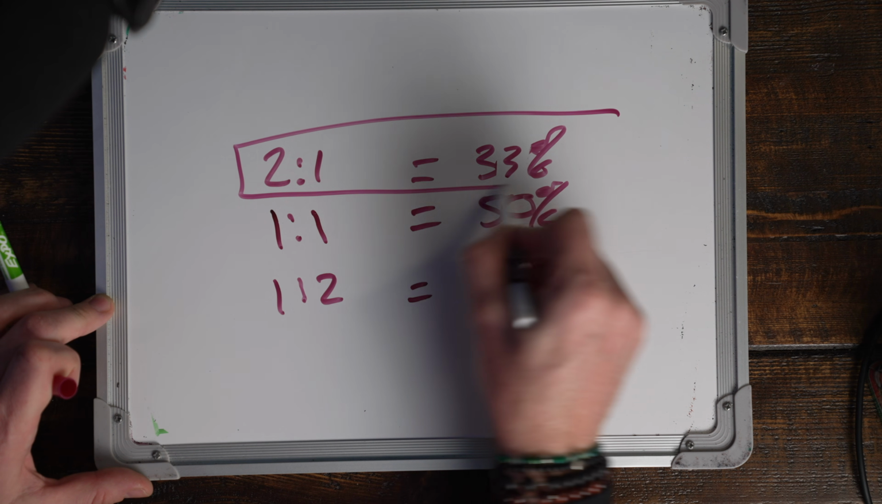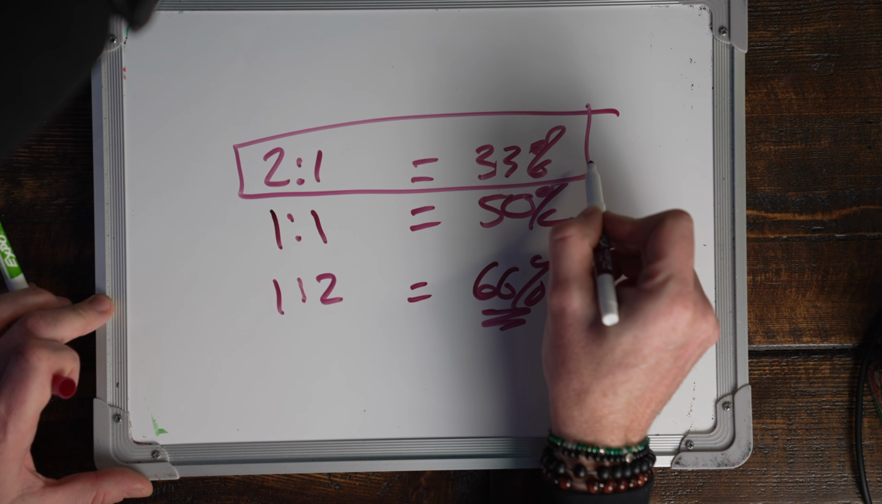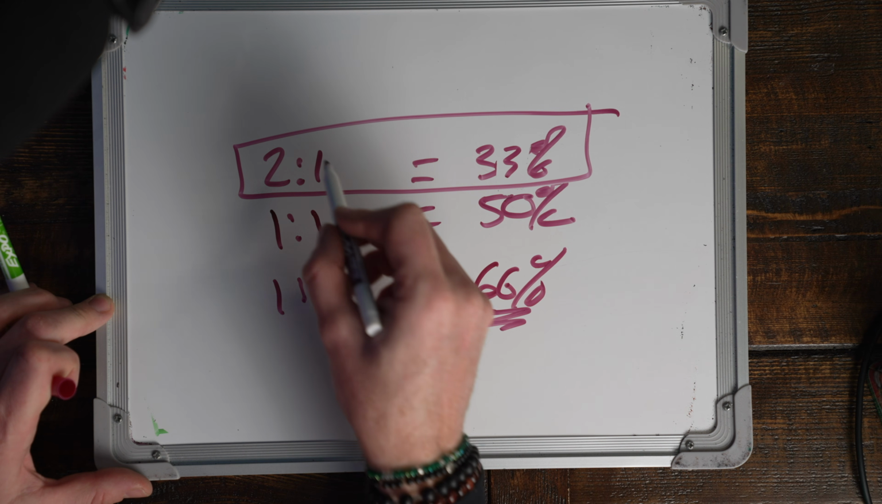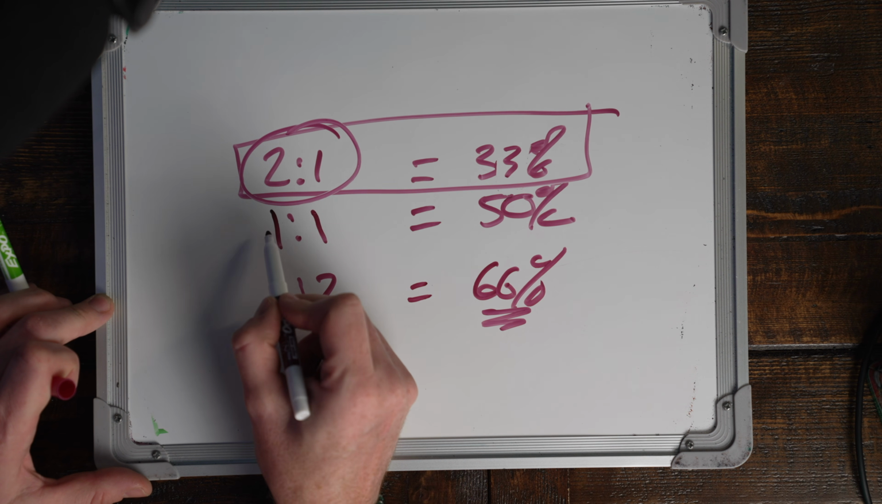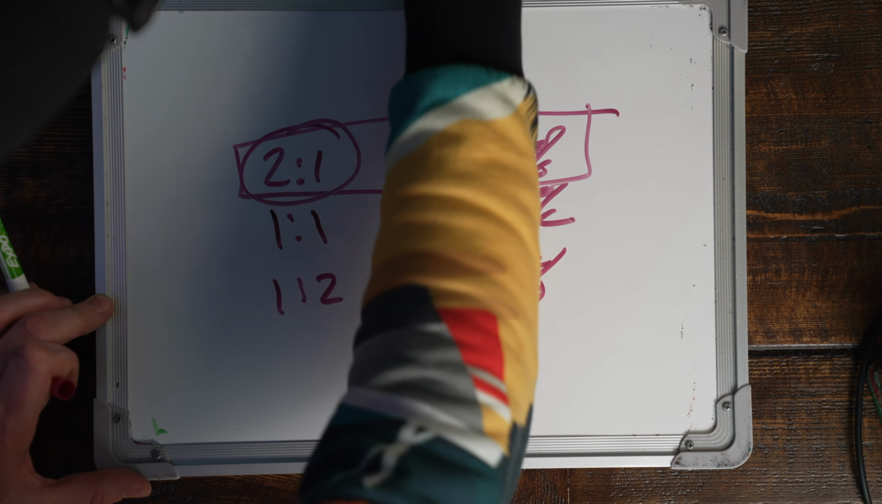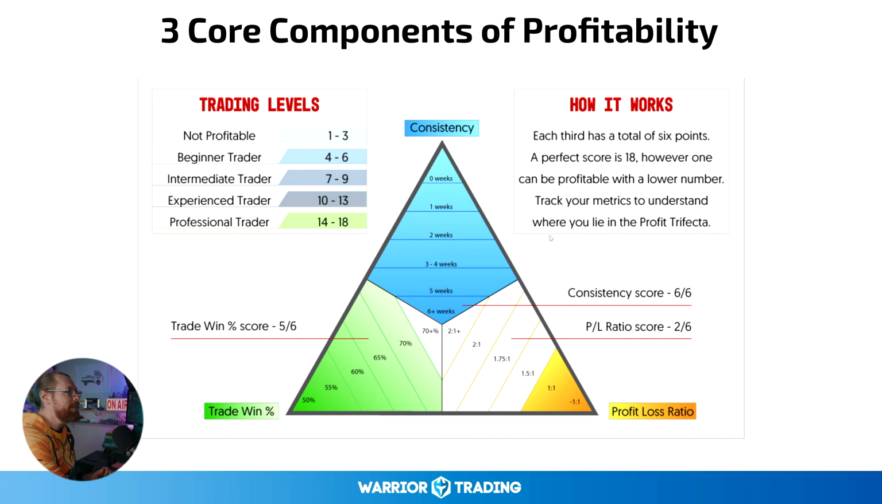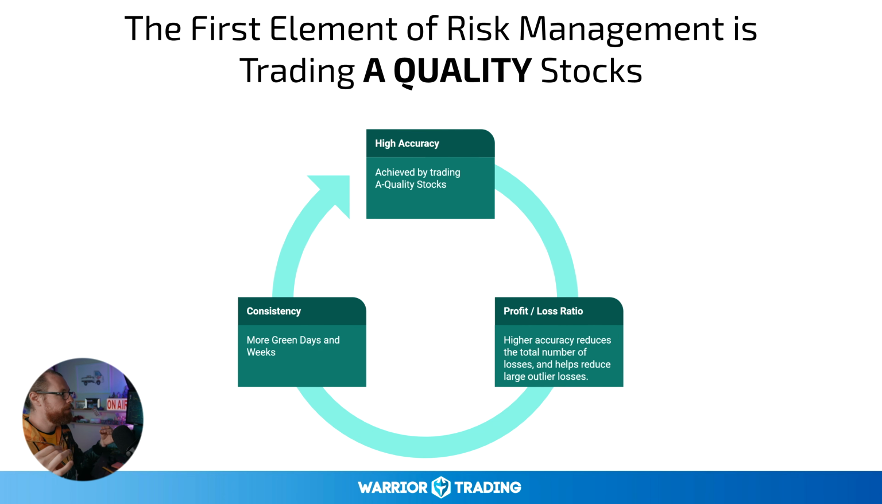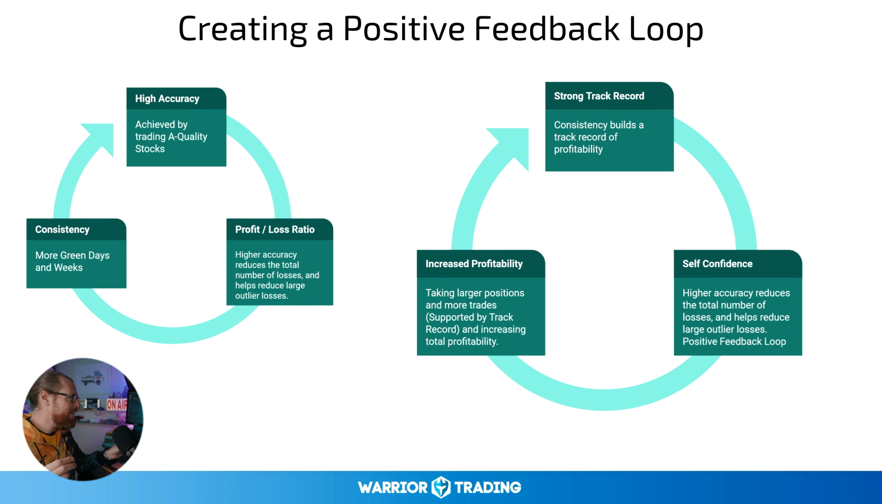So you can set the bar lower and make it easier for you to be successful by focusing on the strongest stocks and only trading when you have the potential to double whatever you're risking. That's how you create the positive feedback loop in your trading. The 3 core components of profitability are accuracy, your profit to loss ratio, which are your average winners compared to your average losers, and then your consistency. So the first element in risk management is trading A quality setups, and that's how you create a positive feedback loop.